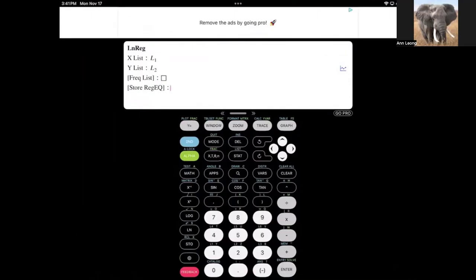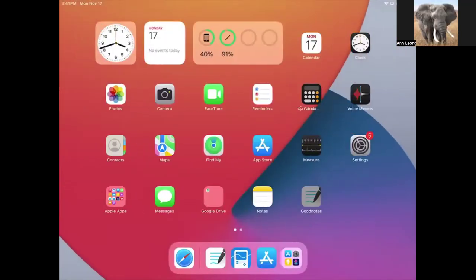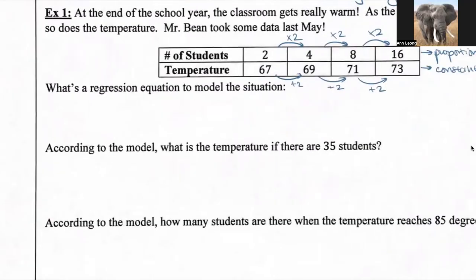We have L1, we have L2 over there. To store, let me go ahead and store this in Y1 in case I need it, and there's our regression. As you can see, this one has just your natural log. A is 65, and the coefficient of that, B, is 2.885. Let me transfer this back to my notes. So this is our function: 65 plus 2.885 ln of x.